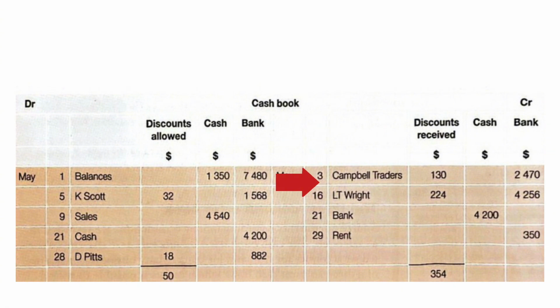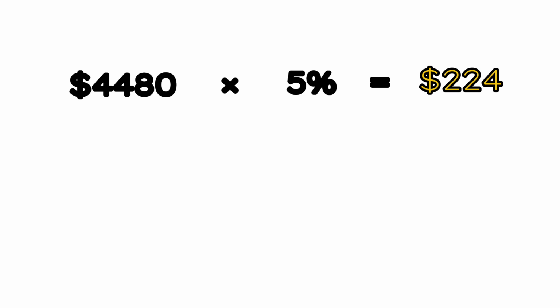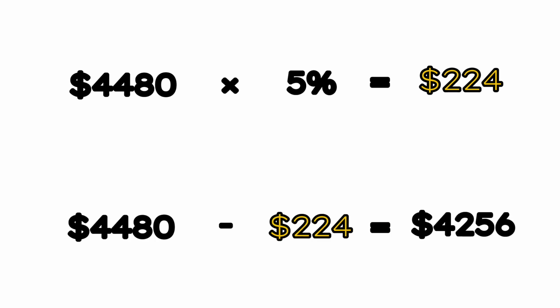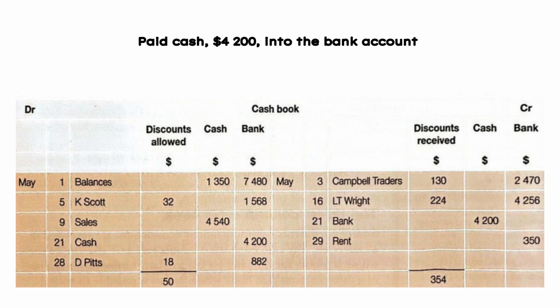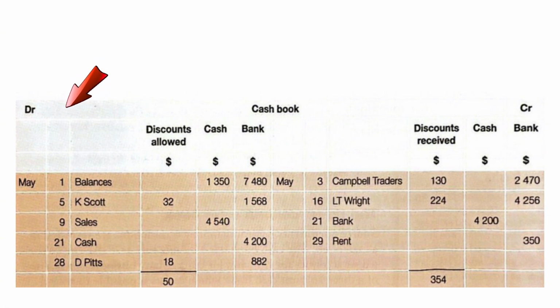The discount received is $224, by taking $4,480 times 5%, then take $4,480 minus the discount received, which will become $4,256. On May 21st, Robin paid cash of $4,200 into the bank. Money is going into the bank, so it will be recorded on the left side of the cash book titled Cash under the bank column, and on the right side titled Bank under the cash column.